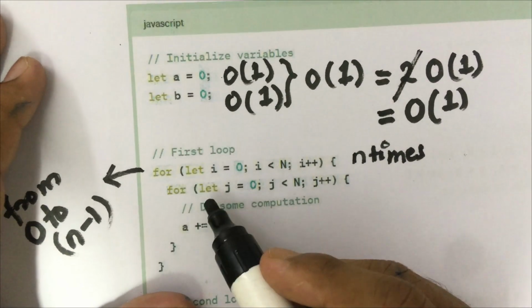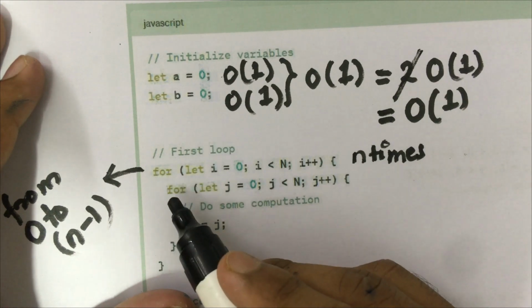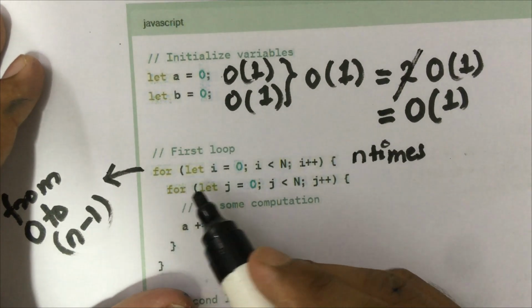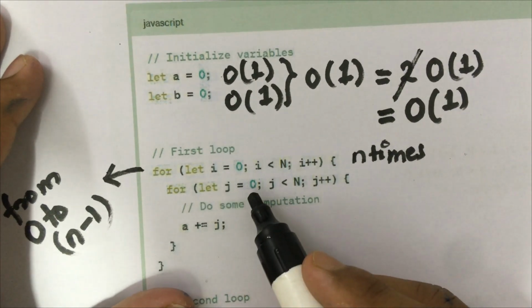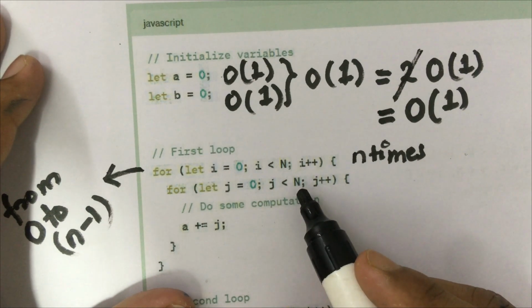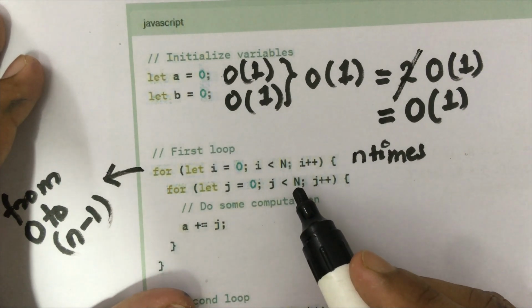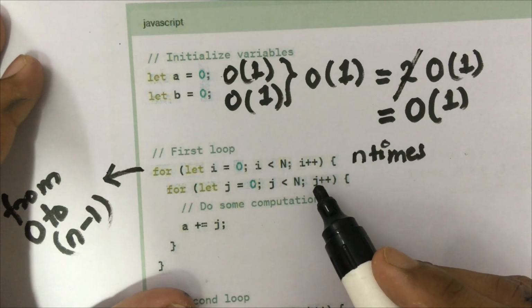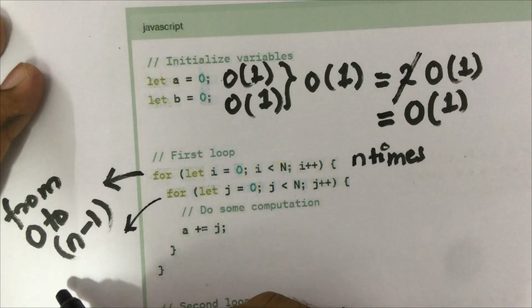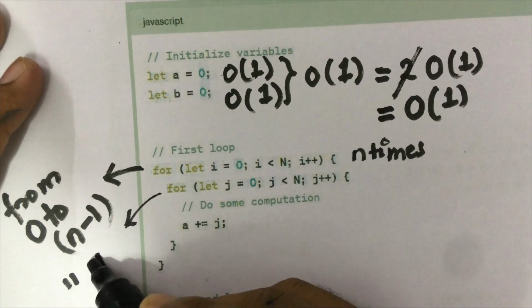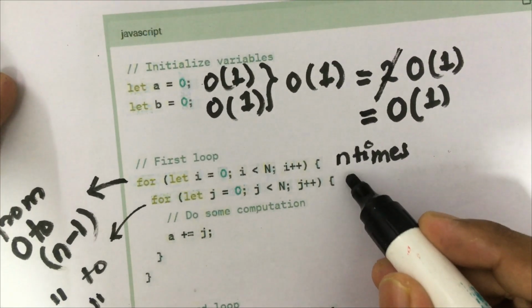And similarly goes with this one. Inside this for loop we have another for loop, which is like j equals 0, and it goes till almost n, but never reaches n, and at every iteration 1 is added to j. So it also is similar, from 0 to n minus 1. So it will also run n times.